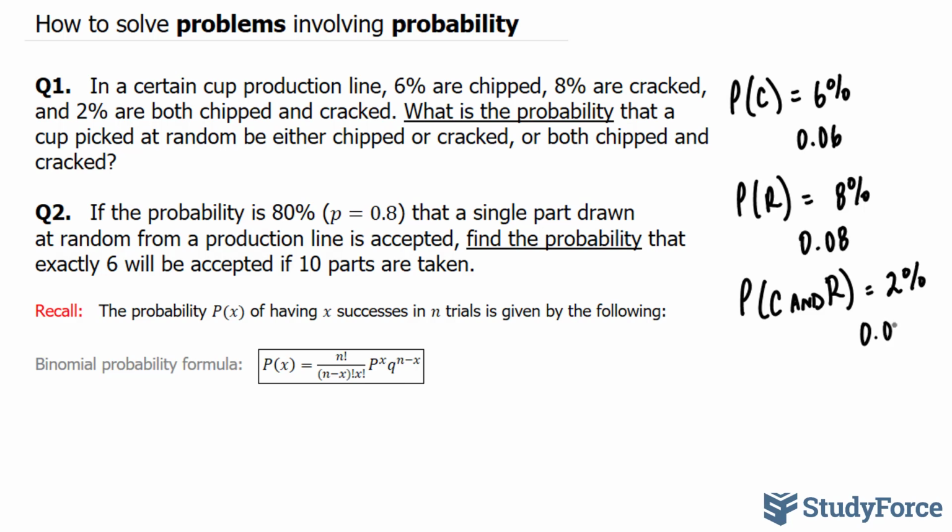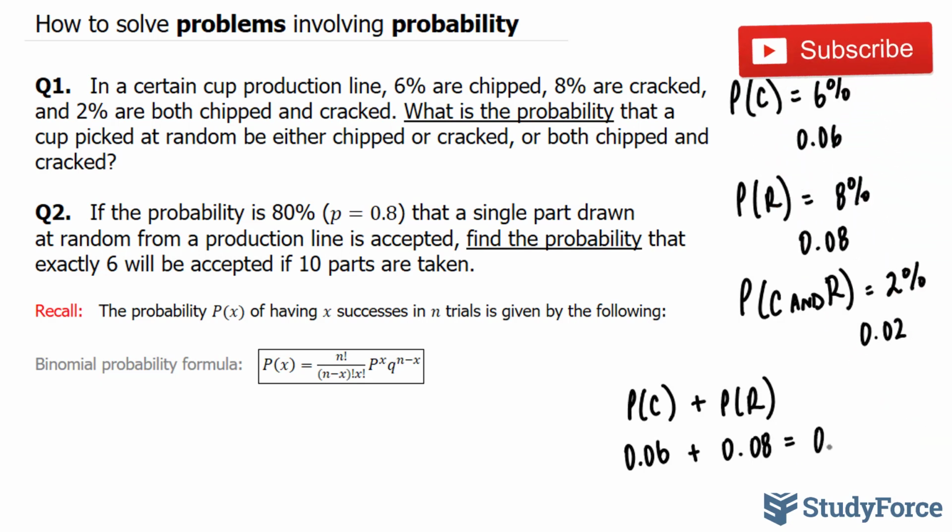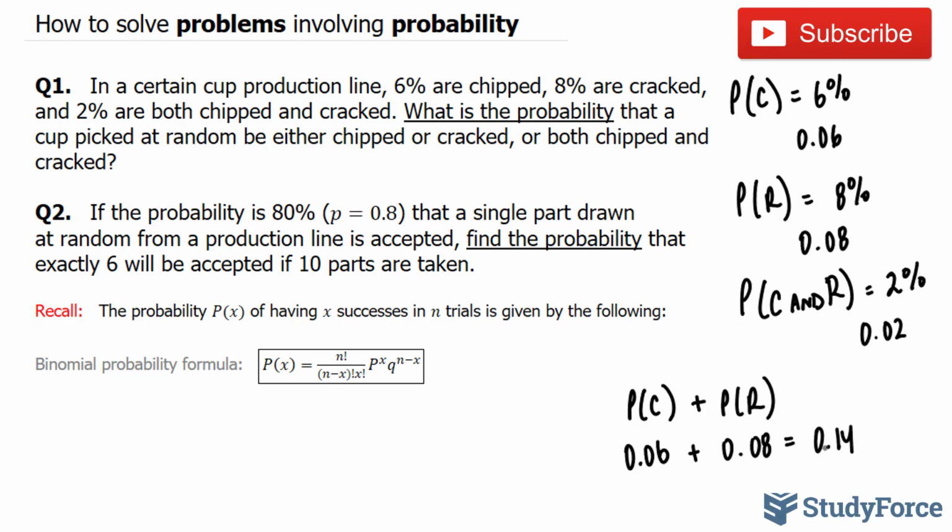or 0.02. That being said, to find out the probability that you will select a defective cup, add these two probabilities together. PC plus PR, where we have 0.06 plus 0.08. Adding these up, we end up with a 14% chance that a cup that you pick up at random will be defective. And of that 14%, 2% contain both of the defects.